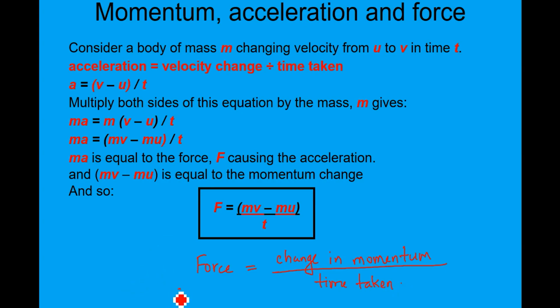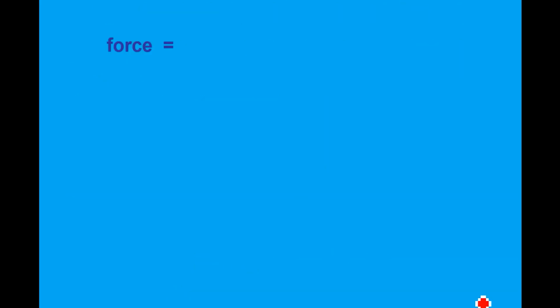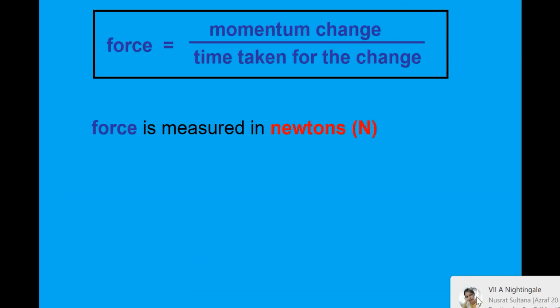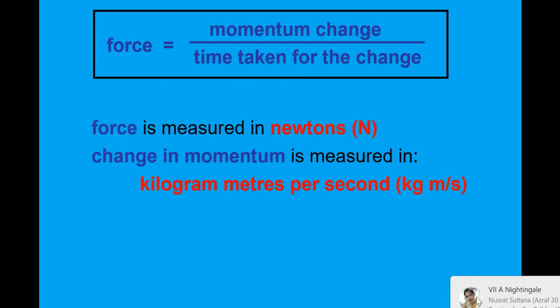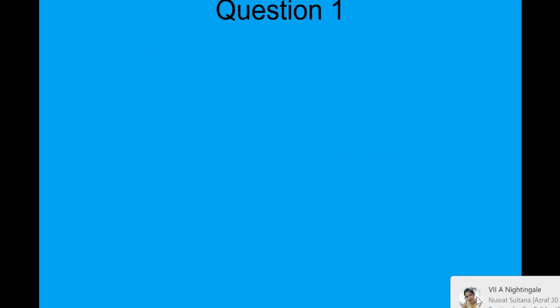Remember, the unit of force is Newton. The unit of change in momentum is kg meter per second, and time is in seconds. So kg meter per second squared is the unit of force. So force equals momentum change divided by time taken. Force is measured in Newton, change in momentum is measured in kg meter per second, and time is in seconds.